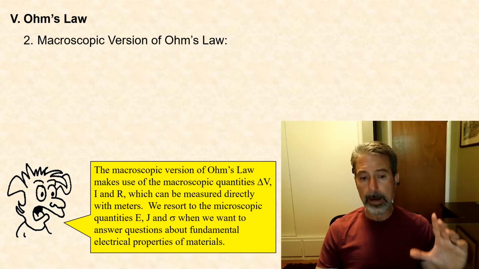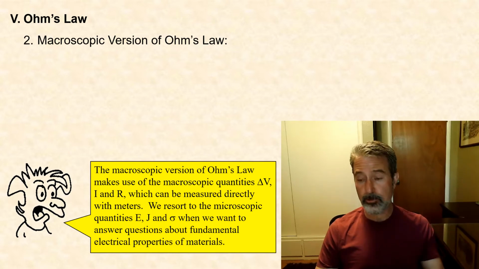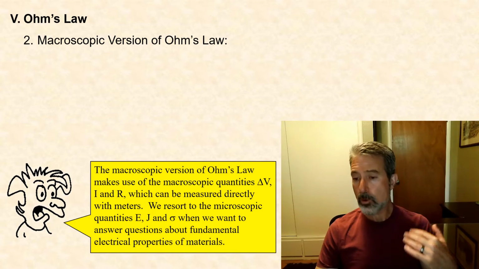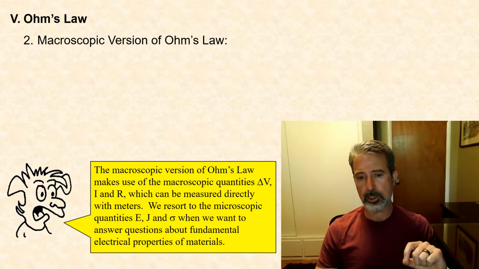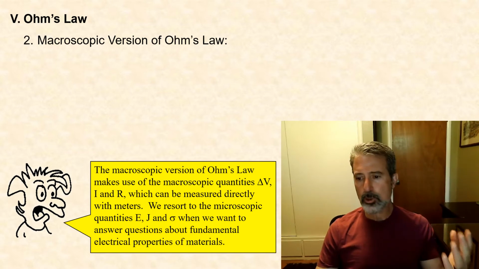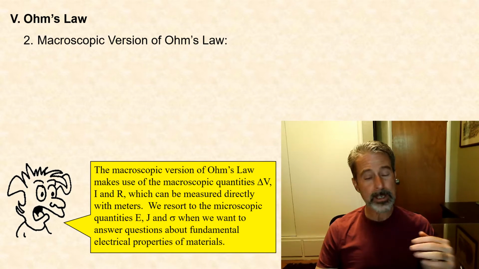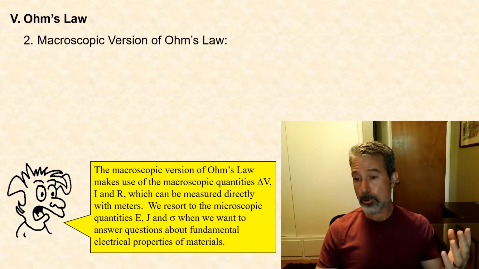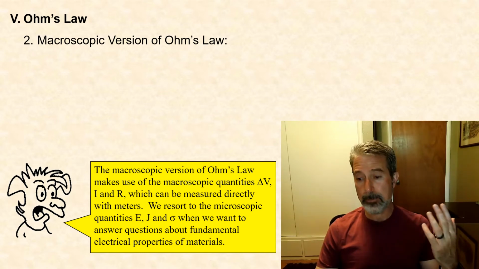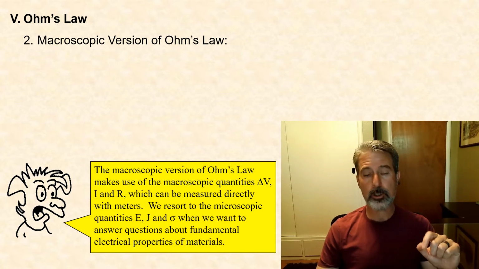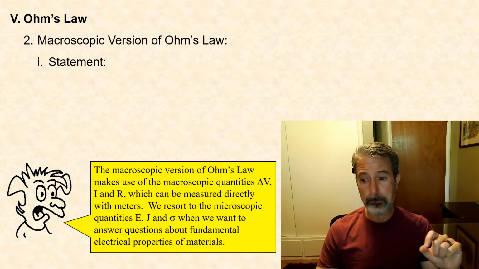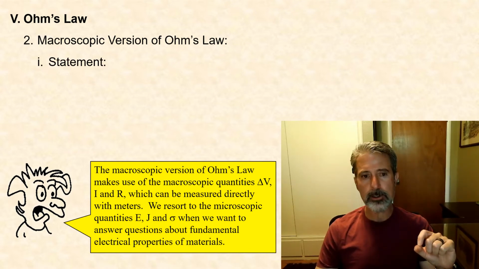We resort to the microscopic quantities, that is electric field strength, current density, and conductivity, when we want to answer questions about the fundamental electrical properties of materials. So you will see that the macroscopic version is what you're going to be using almost exclusively, especially when we get to our unit on electric circuits. So let's write a statement of this.